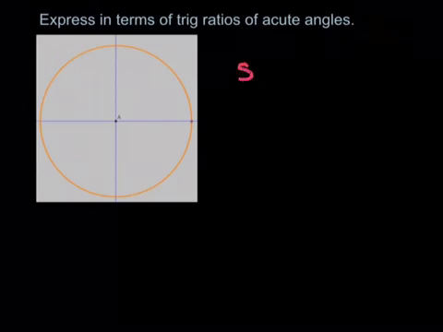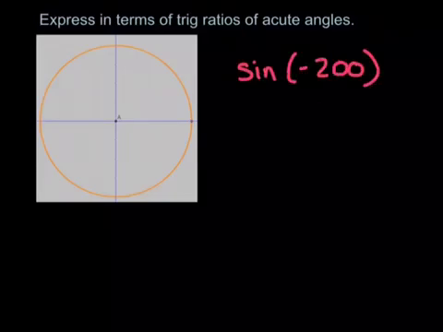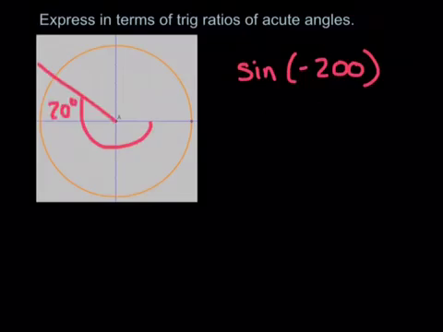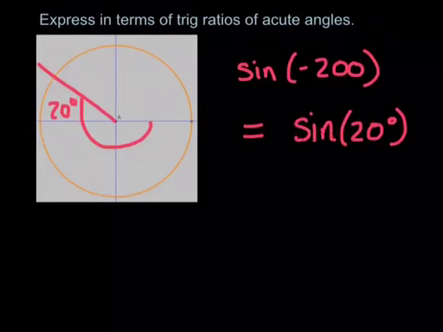Right, so this time I'm going to look at sine of negative 200. I draw an angle of negative 200 in. It makes an angle of 20 degrees with the x-axis. So the angle I want is 20 degrees. And in this quadrant, sine is positive, so it'll be just sine 20 degrees.